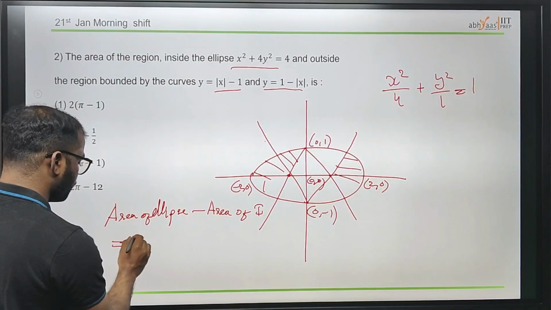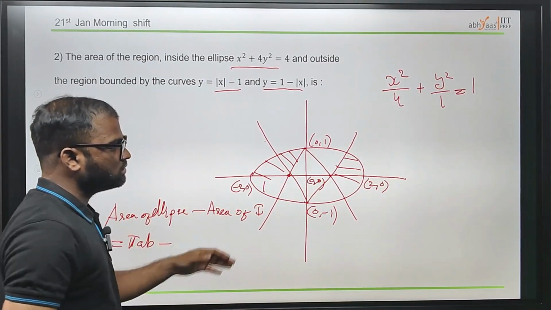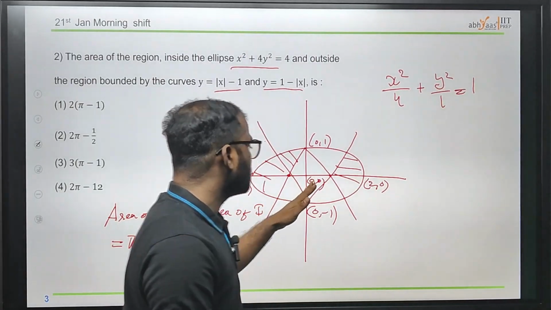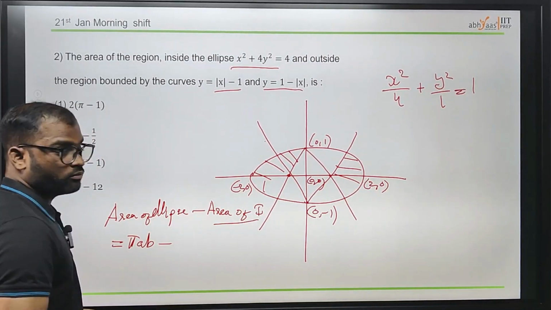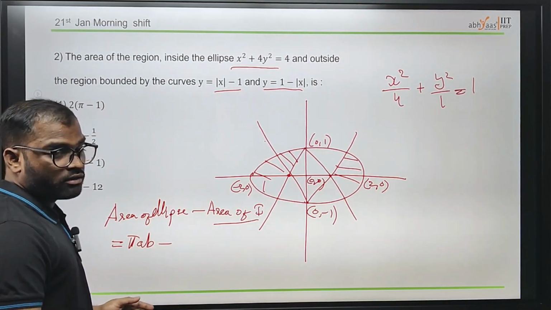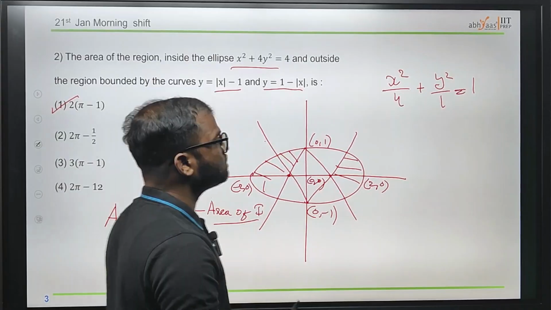We know the area of the ellipse is pi a b, and minus, if you see here we have 4 triangles. If we take one triangle of this rhombus and calculate 4 times it, we can easily get the area of this region. After that we can subtract, and from that we will get option 1. Okay, that's how we can easily solve this question.